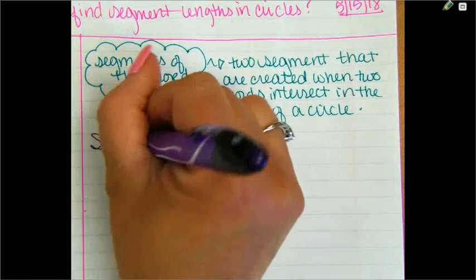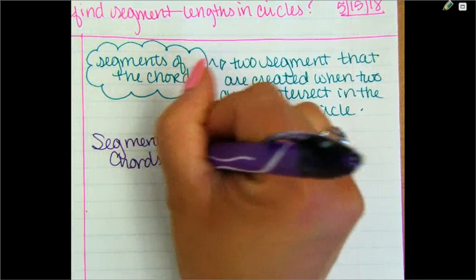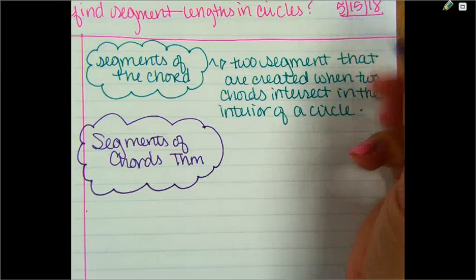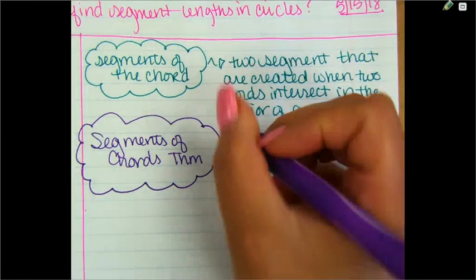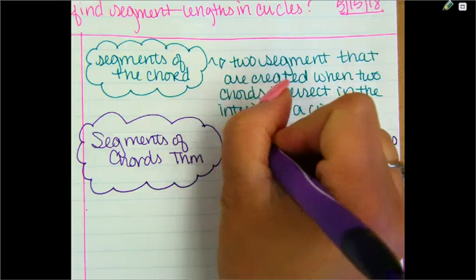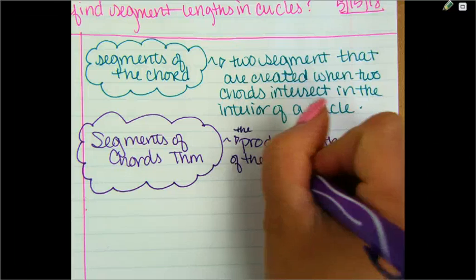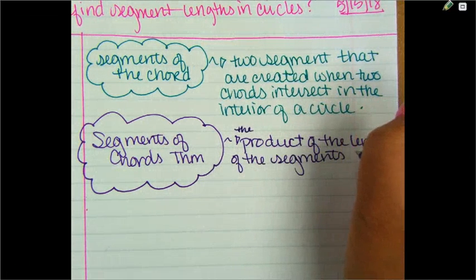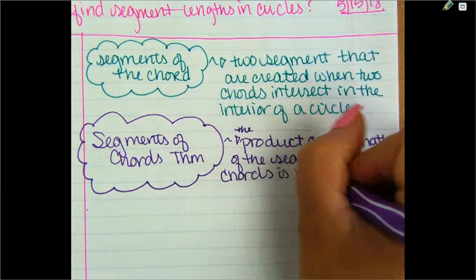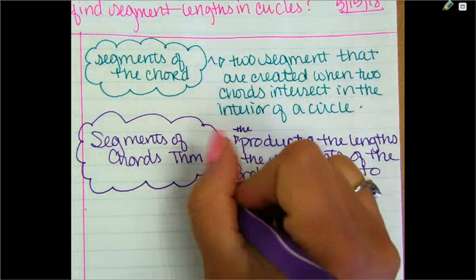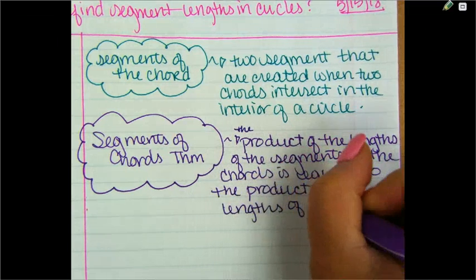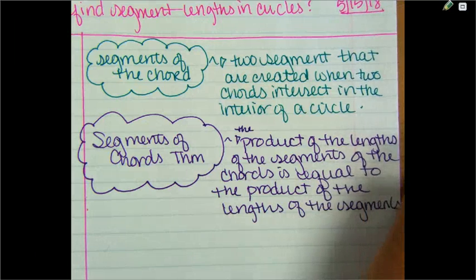So what does the theorem say? It says the product of the lengths of the segments of the chords is equal to the product of the lengths of the segments of the other chord.